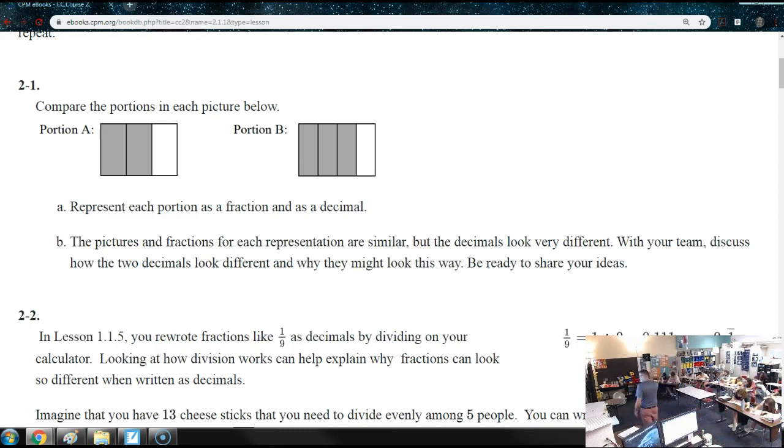common denominators. So this is sometimes easy and sometimes hard because what we have to start here, one of them is easier than the other one. And some of us that have done a lot of fraction work already probably can think of that pretty quickly. Portion A is showing us 2 out of 3, right? Whereas portion B is showing us 3 out of 4.